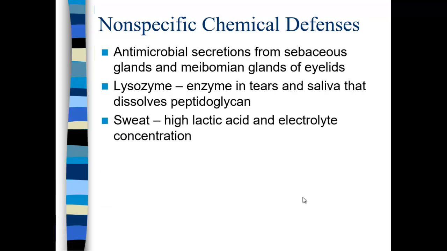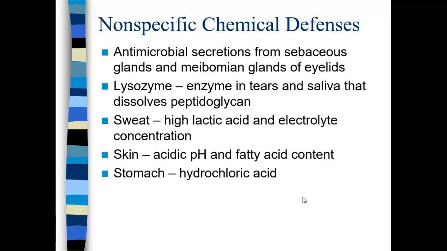cell walls. Sweat has a high lactic acid concentration that is toxic to cells, and then a high salt concentration that's also toxic to most bacteria except for things like Staphylococcus. Skin has a low, acidic pH and a high fatty acid content, and these fatty acids have an antimicrobial characteristic to them.